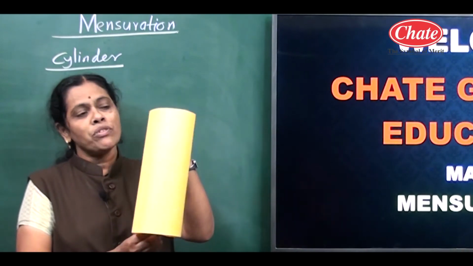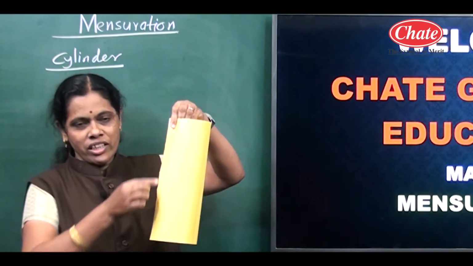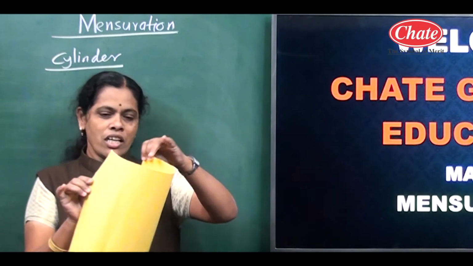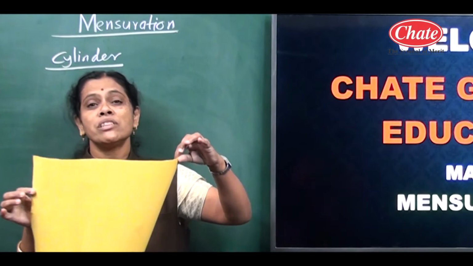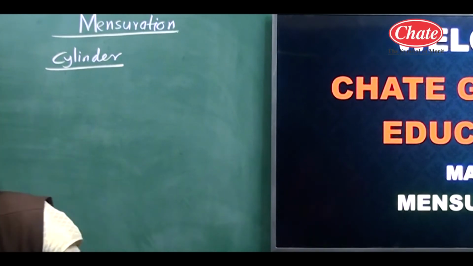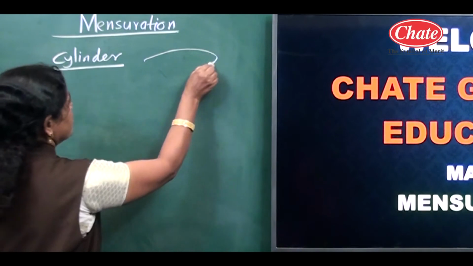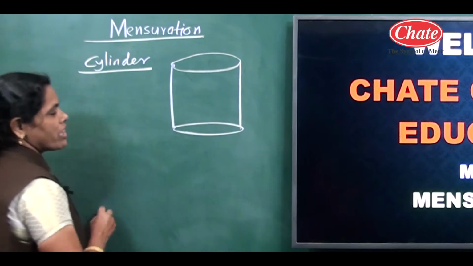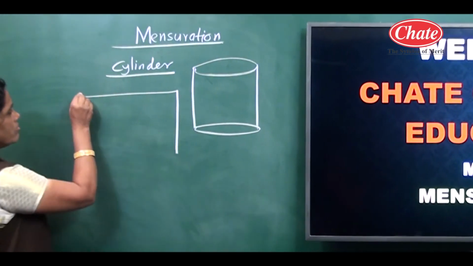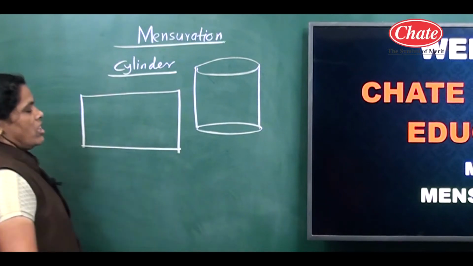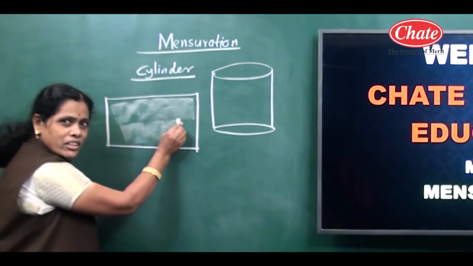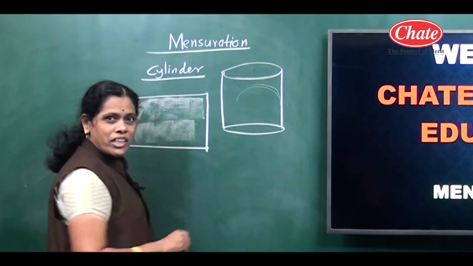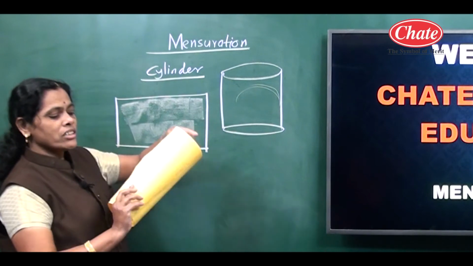But if you cut this vertically and open it, it becomes a rectangle. See again, it is a cylinder. If you cut it, then it becomes a rectangle. Means in a cylinder, if you cut vertically, it becomes a rectangle. Then the area of this rectangle will be the curved surface area of this cylinder.